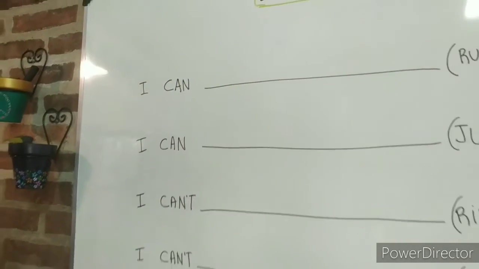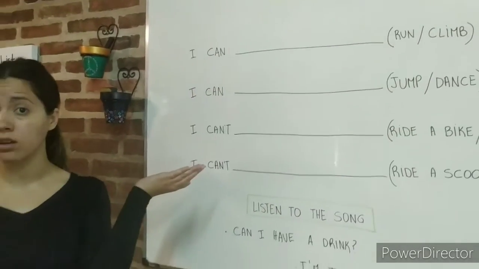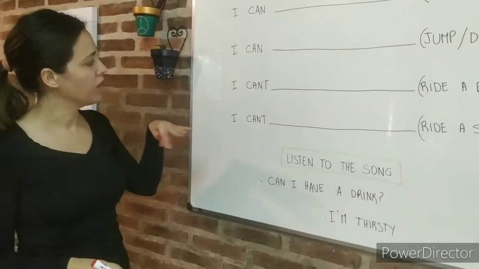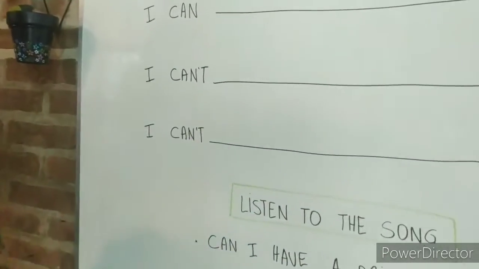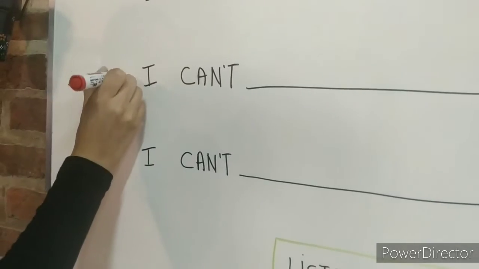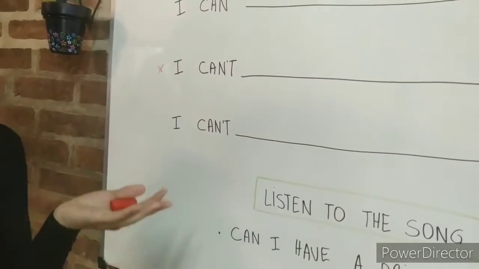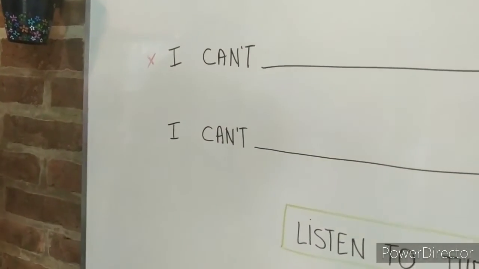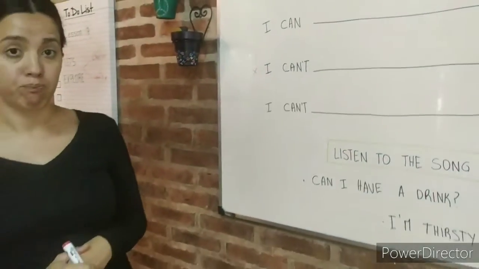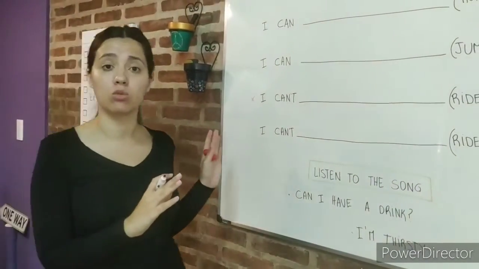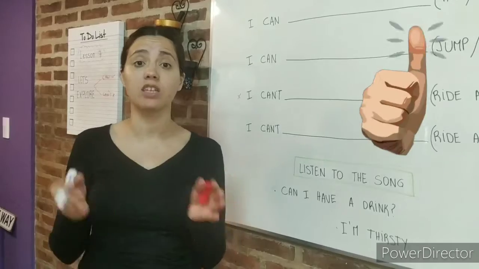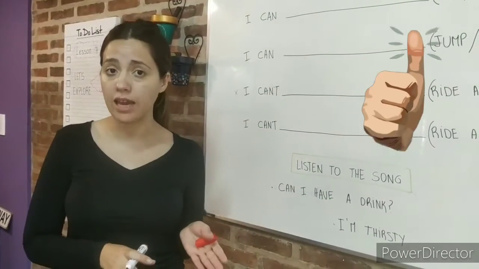You see? Then we have I can de nuevo. Yes, se repite. Yo puedo. Después tenemos I can't. Yes, algo que yo no puedo hacer. I can't. De nuevo se repite. Algo que yo no puedo hacer. ¿Ok? Bien. Acá tenemos las estructuras, las formas de expresar que yo puedo o no puedo hacer algo, ¿yes?